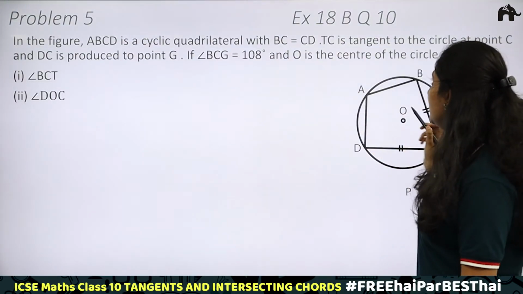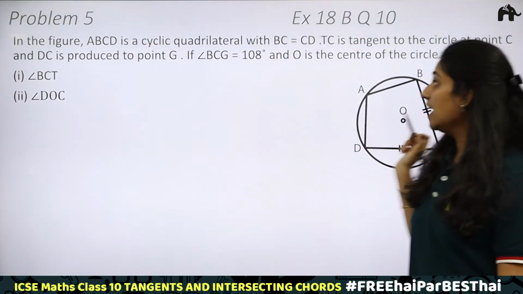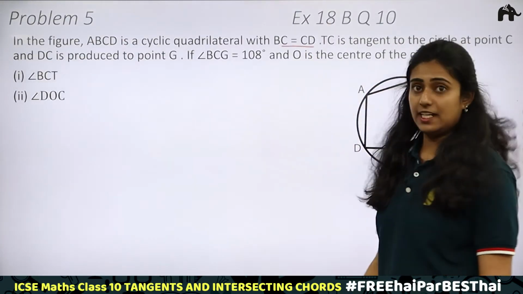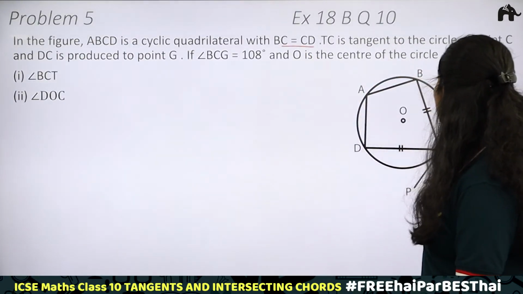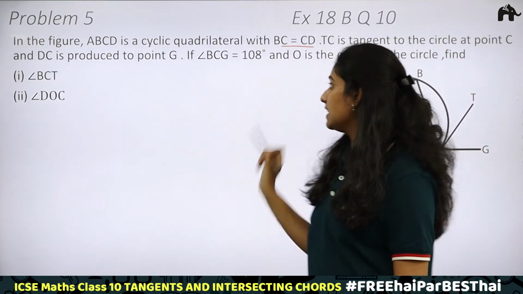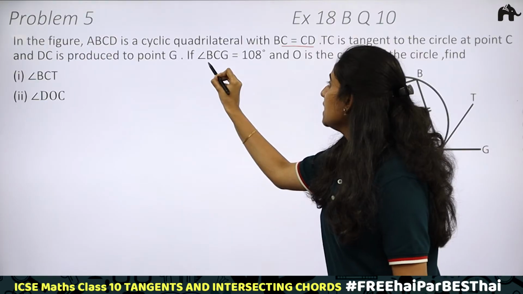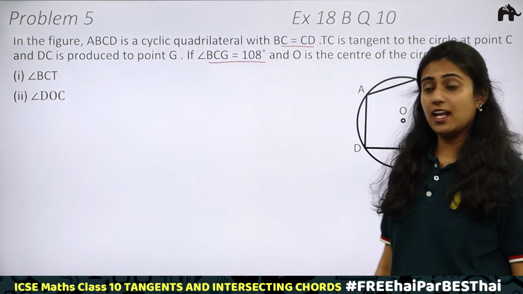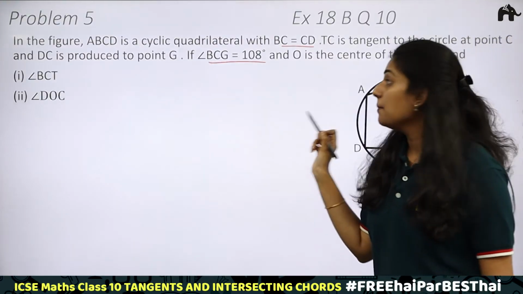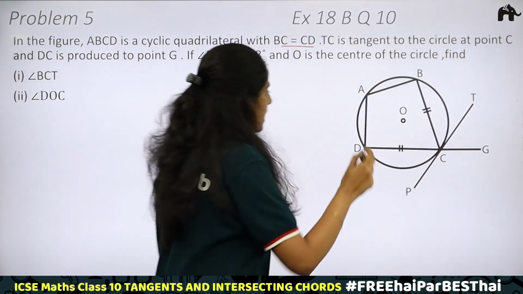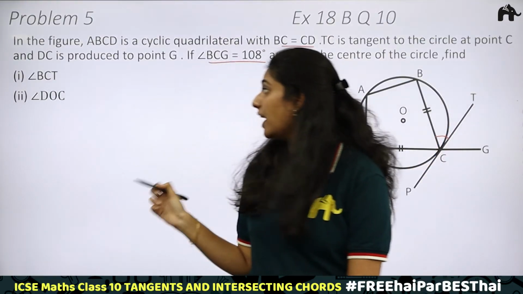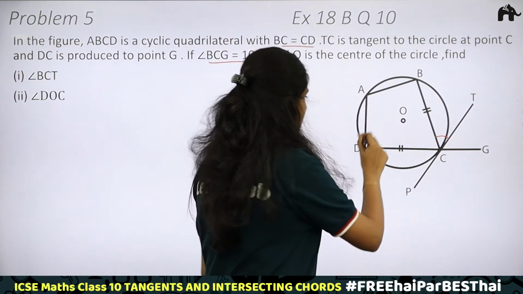Problem 5, question 10 of exercise 18B. In the figure, ABCD is a cyclic quadrilateral with BC equal to CD. TC is a tangent to the circle at point C and BC is produced to point G. If angle BCG is equal to 108 degrees and O is the center of the circle, find BCT. Where do we have BCT? This angle BCT, and we have to find angle DOC.